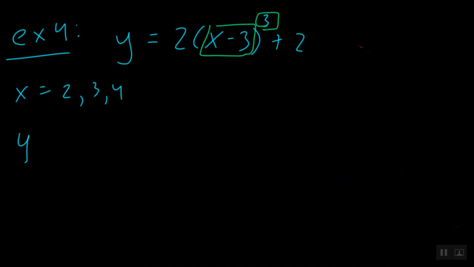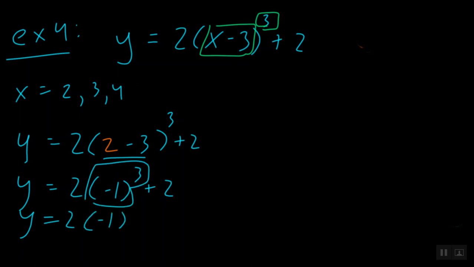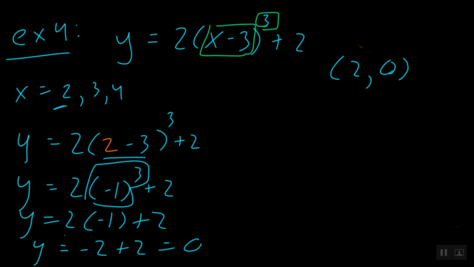Okay, in our very first one, we'll do y is equal to 2 parentheses x minus 3 cubed plus 2, where our very first x value is 2. Okay, so we will get y is equal to 2, parentheses 2 minus 3 is negative 1, cubed, plus 2. Y is now equal to 2 times negative 1 because negative 1 cubed is just negative 1. 2 times negative 1 is equal to negative 2, plus 2, which is equal to 0. So when x is equal to 2, our y value is equal to 0.